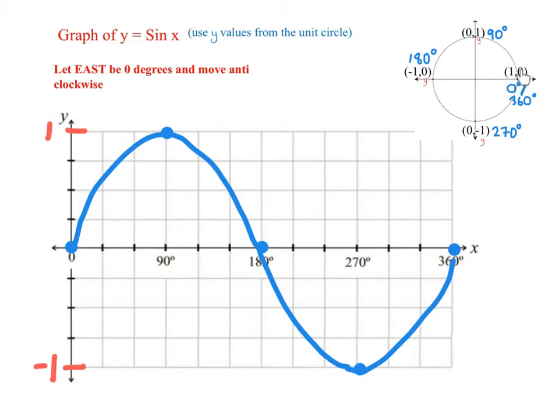So instead of using 0 for 0 degrees, we would have matched it up with 1. Instead of using 1 for 90 degrees, we would have matched it up with 0. Instead of using 0 for 180 degrees, we would have matched it up with minus 1. And instead of using minus 1 for 270 degrees, we would have matched it up with 0, and so on. So this is the graph of y equals sine of x using the unit circle.